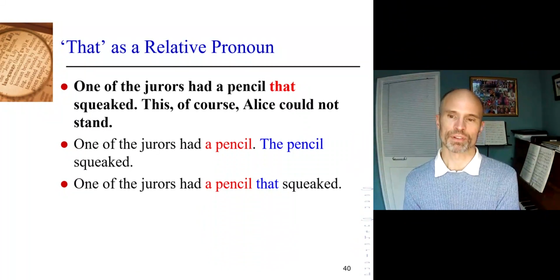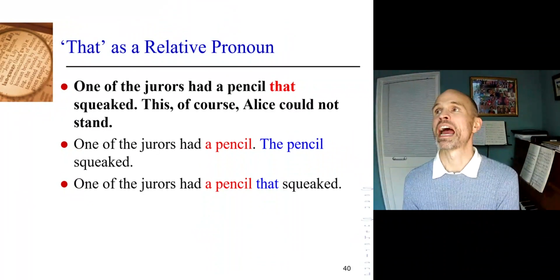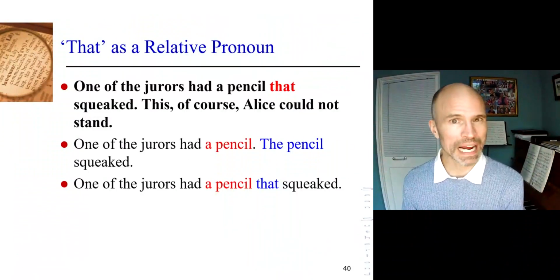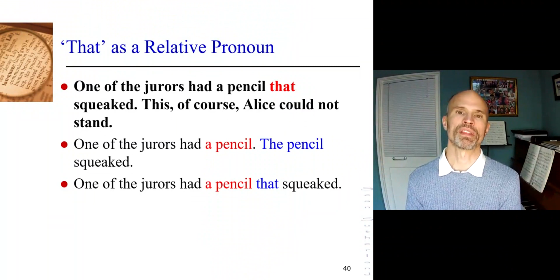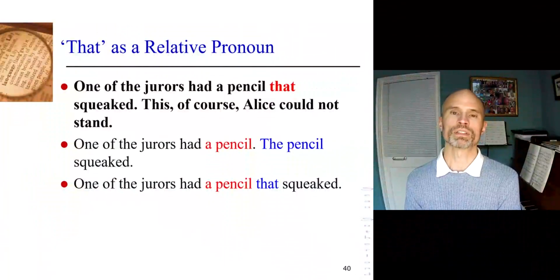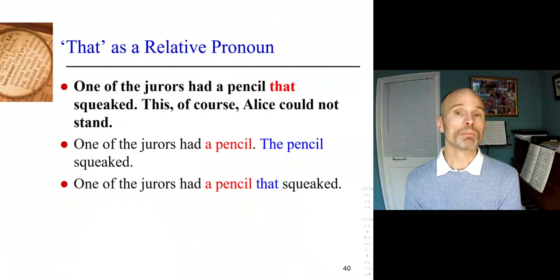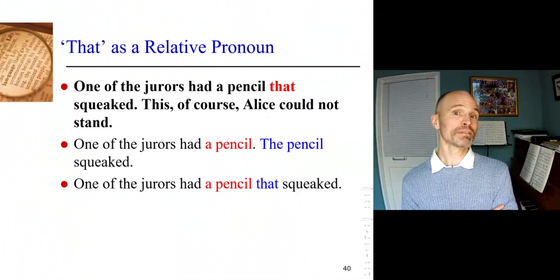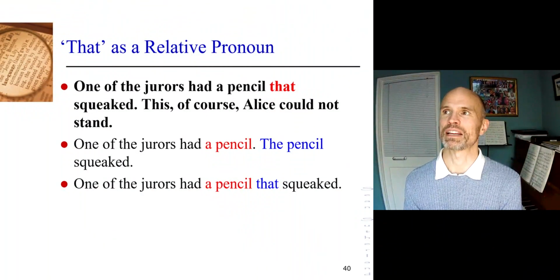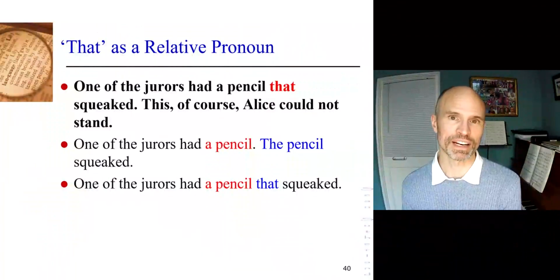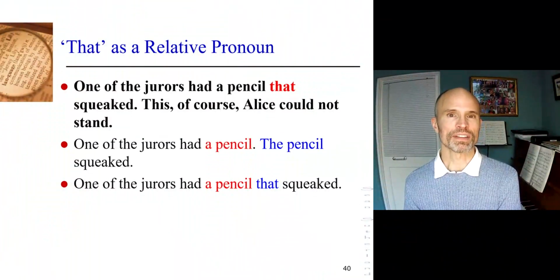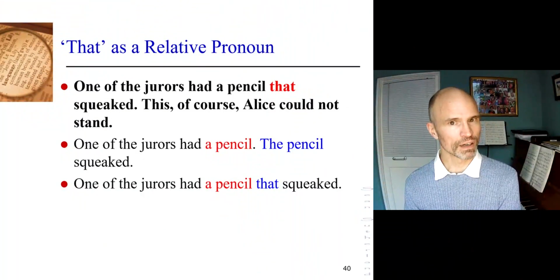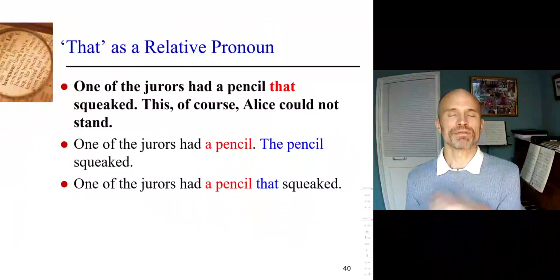That appears right after the thing that it relates to here, and you could hear the pronunciation. When it's a relative pronoun, you can say that, right? One of the jurors had a pencil that squeaked. But when you're using that as a demonstrative reference, you can't pronounce it as that, or at least it would sound very odd, right? We say, give me that. To say, give me that, sounds very odd, right? Try it out.